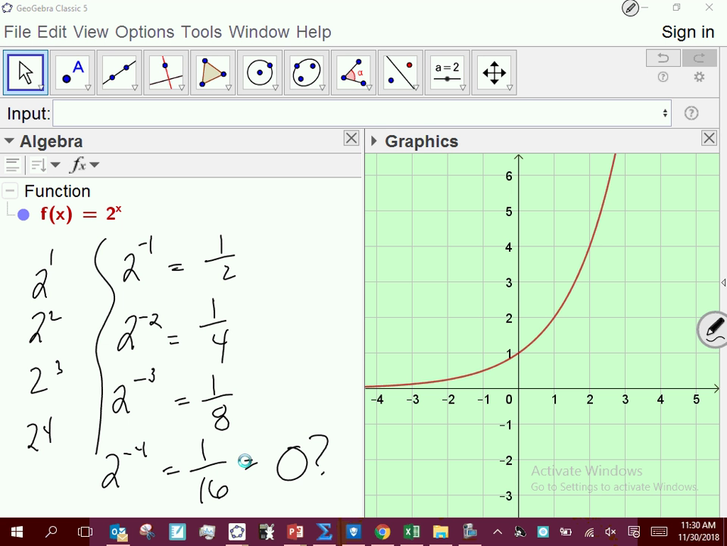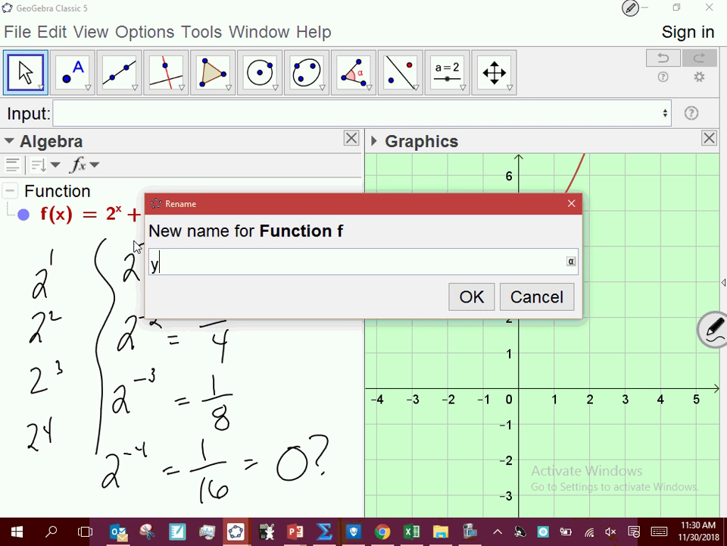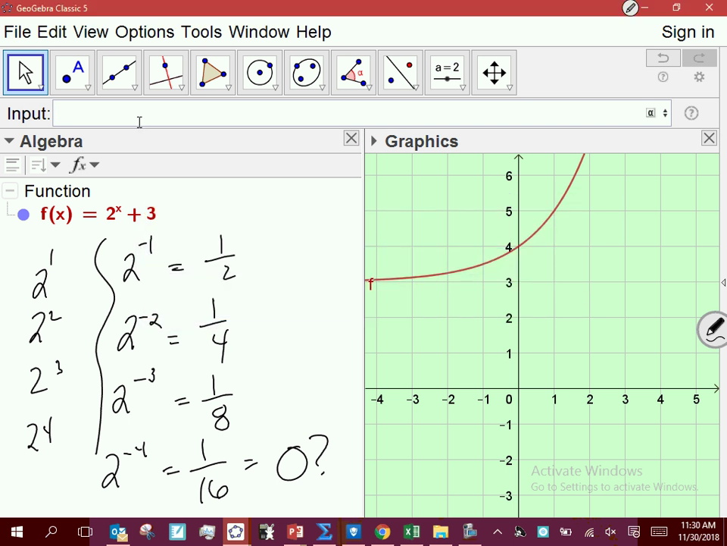Every exponential is going to have one of those. Now, if I add 3 to this, so we went plus 3, where's my asymptote? Yes, y equals 3 is now my asymptote. So every time that you do a vertical shift, your asymptote moves with that vertical shift.